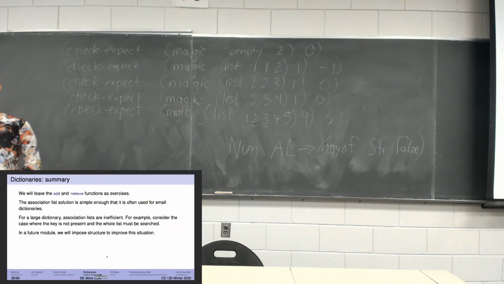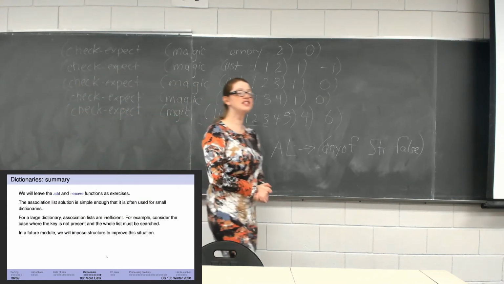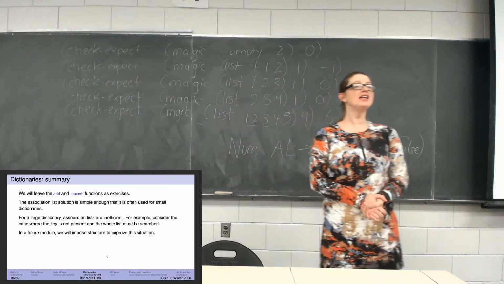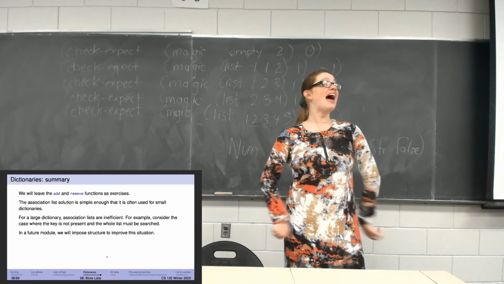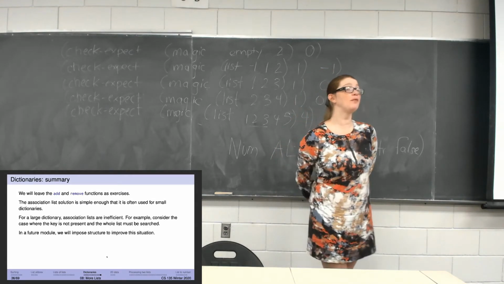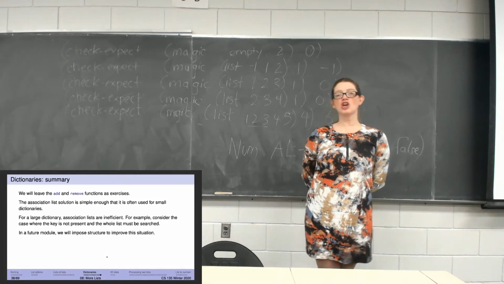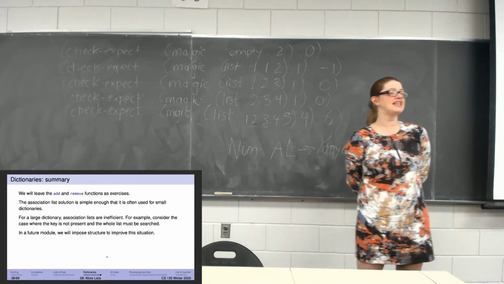All right. Now, the notes say that there are two other functions. There's add and remove, and we will leave that to you to do. I'm going to leave add for you to do. Now, you might be thinking to yourself, add is a simple function. All I have to do is cons an entry onto an association list. How easy is that?